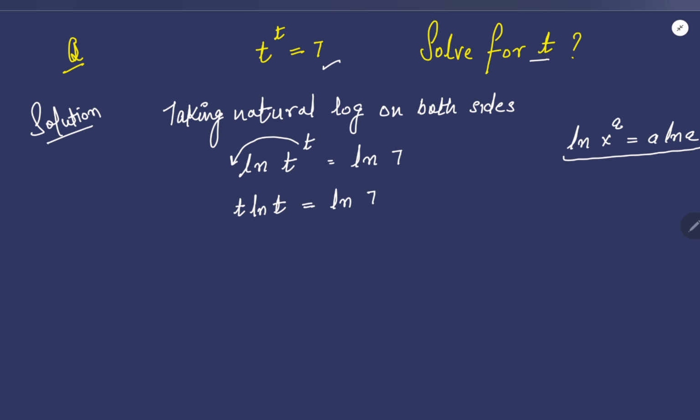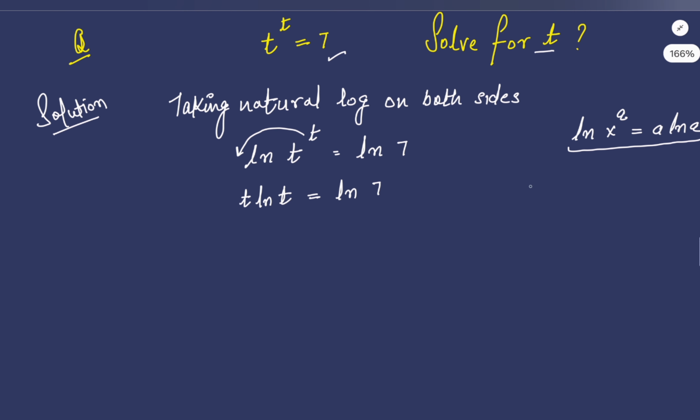Okay, now there is another logarithmic rule. That rule is that e raised to power ln t is actually t. This e and log cancel out. Okay, so here we have t ln t. Can I write this t as e raised to power ln t, times ln t is equal to ln 7? Then I will tell you why I did that. Why would I write t as e raised to power ln t? Because I want to use the Lambert function.